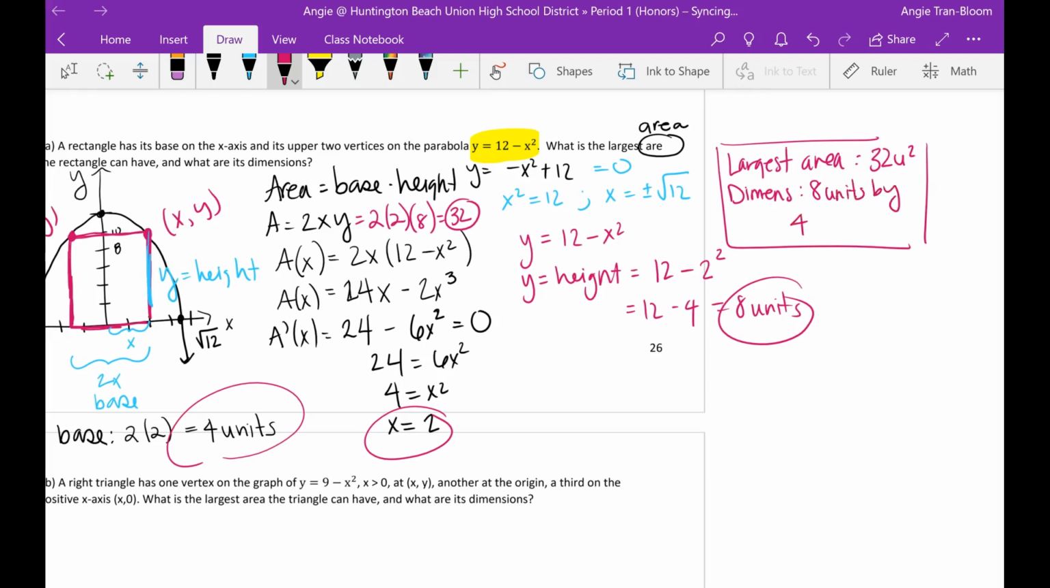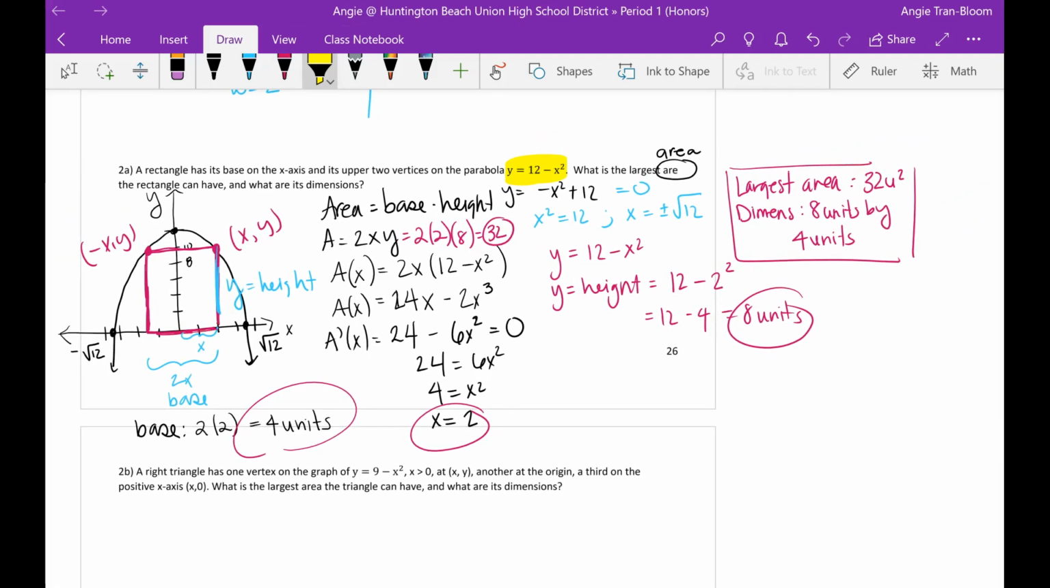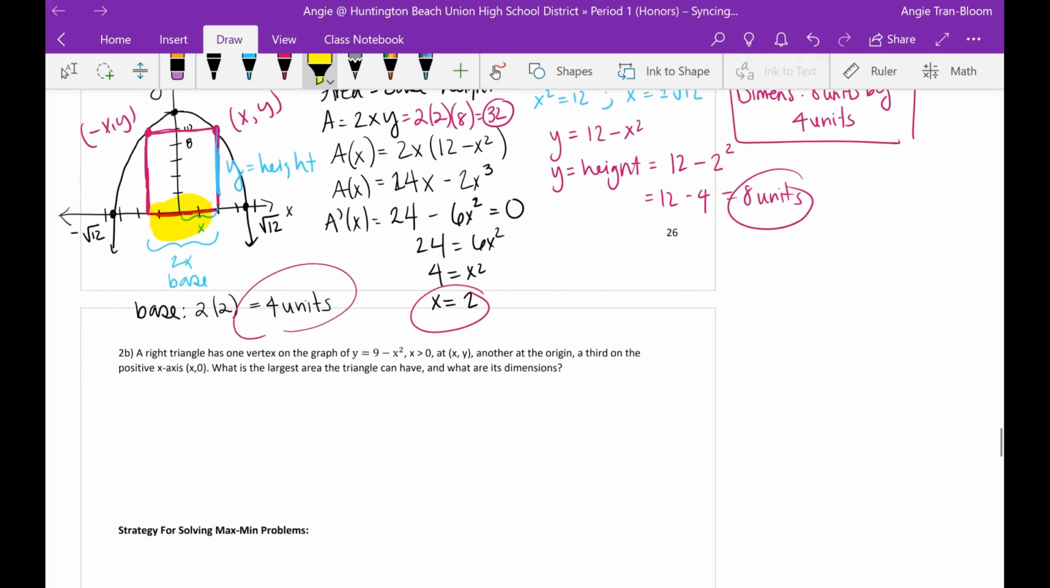Dimensions are 8 units by 4 units. Okay, now the common error that some of you are going to make is not multiplying this by 2. Can you see this right here? So make sure you multiply it by 2. Okay, now here's another example.